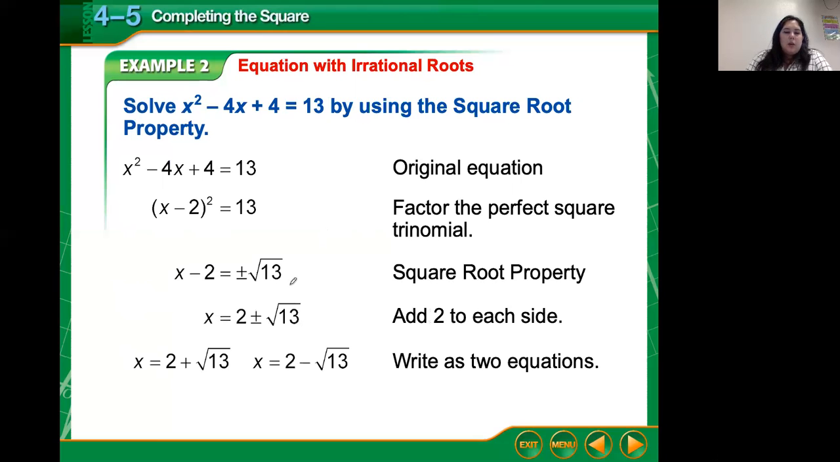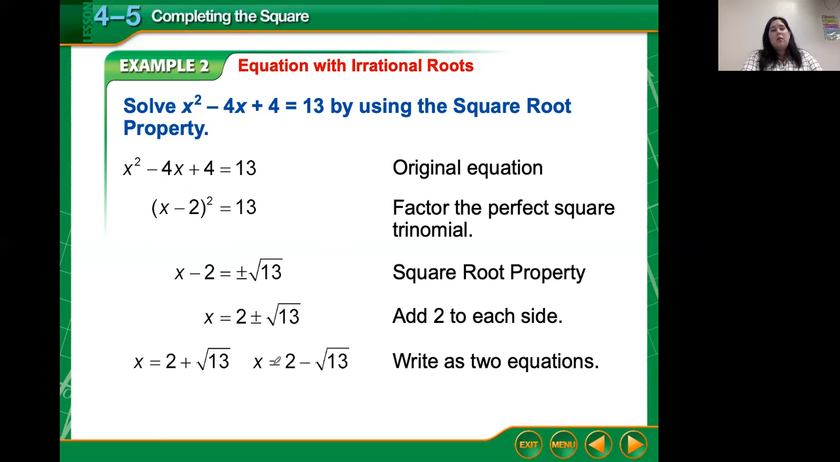We can write this as two equations. 2 plus square root of 13, 2 minus square root of 13. If they want your answer in radical form, either of these would work, just depending on what program they're using and if you have a plus minus sign. If there is no plus minus sign, you do have to write both of them.